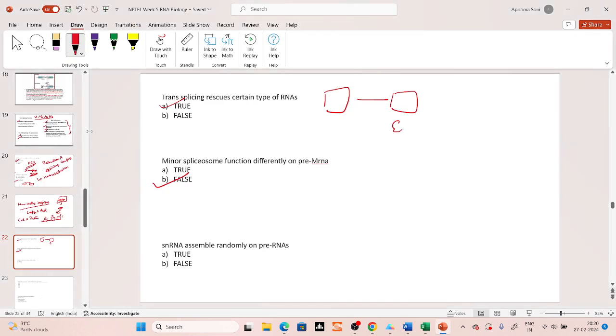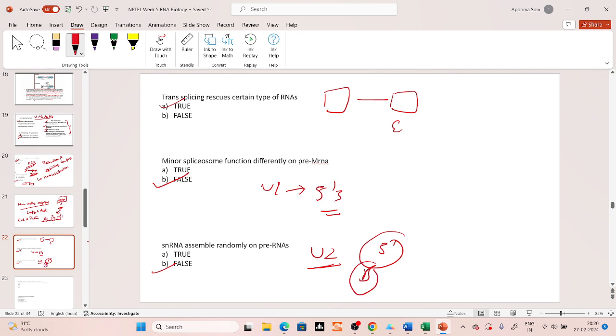Okay, the correct answer is false because we have studied that they do not just come and randomly bind to each other. U1 will always come and it will always bind to the 5 prime splice site. U2 will always come and it will bind near the 3 prime site, which is the branch point, which is near the 3 prime site.